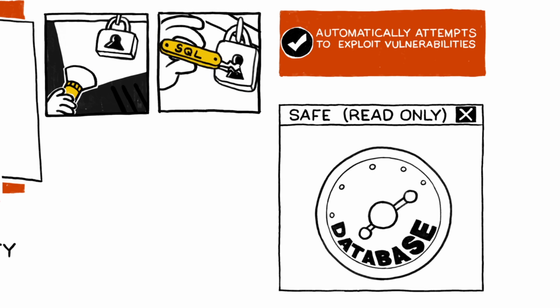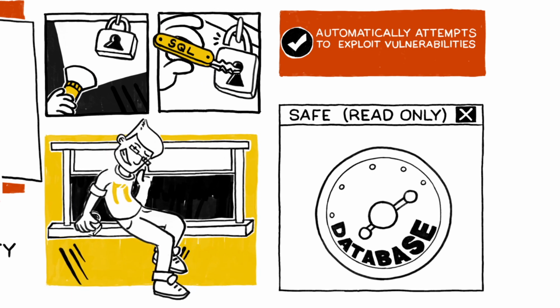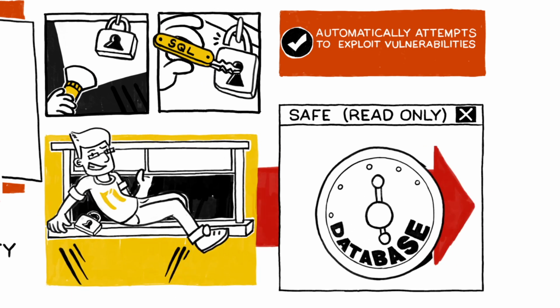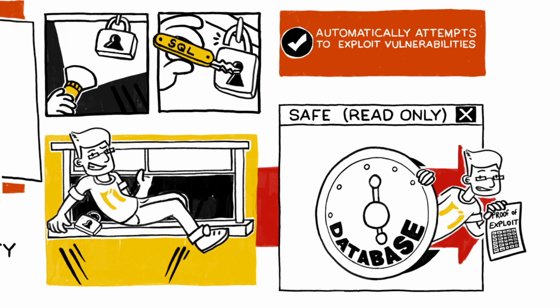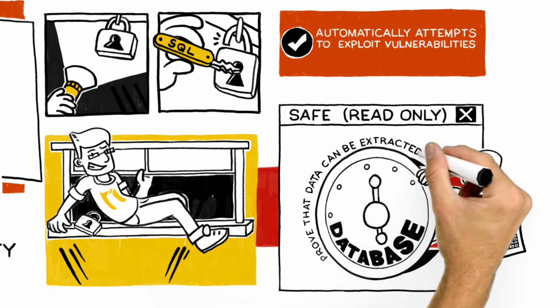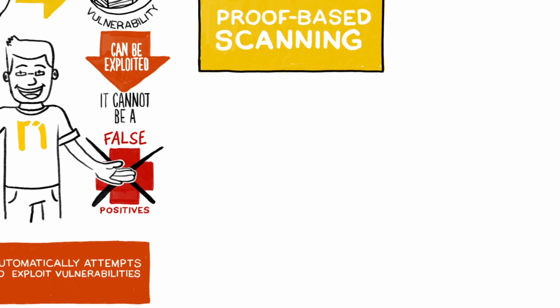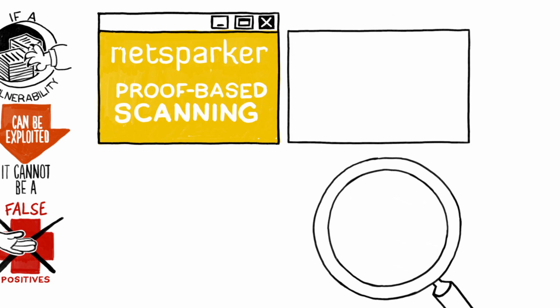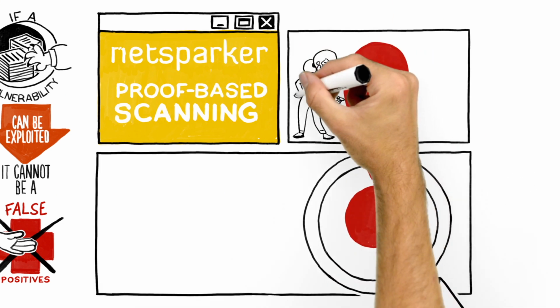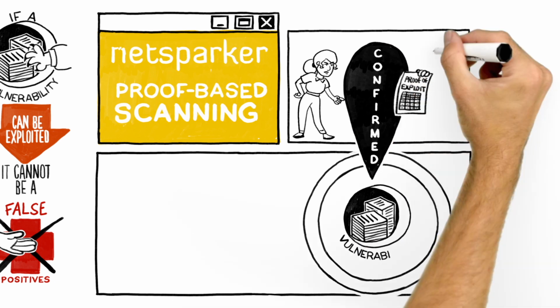On identifying, for example, an SQL injection vulnerability, it extracts data from the database. Finally, it generates a proof of exploit to prove that data can be extracted should an attack exploit the vulnerability, and highlights the impact it would have. With proof-based scanning, you can forget false positives and focus on what matters: confirmed vulnerabilities.